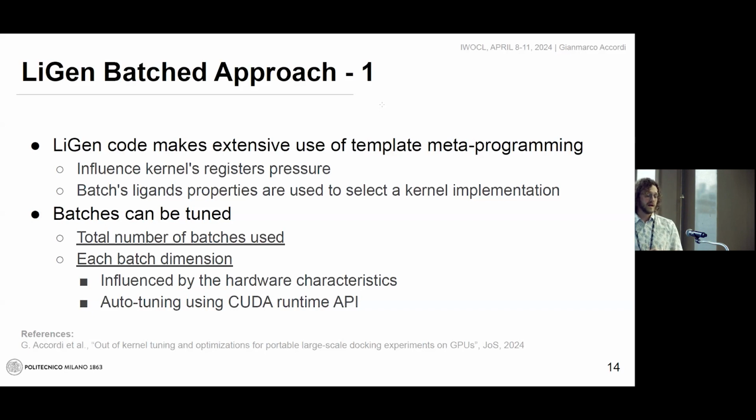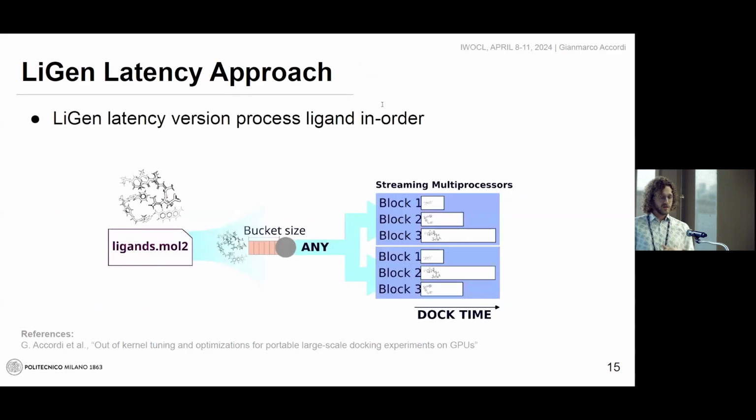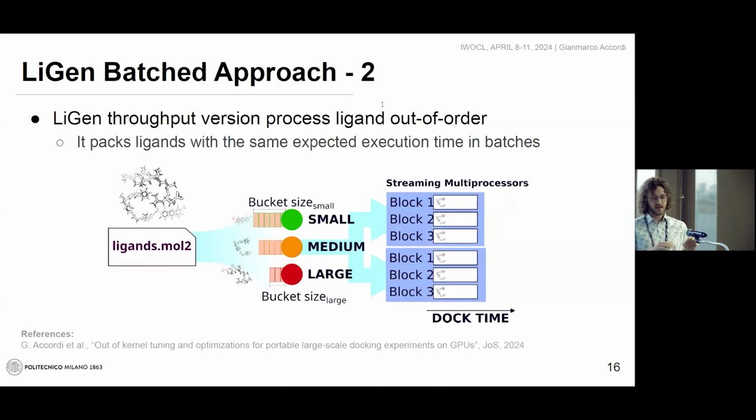This is not done at compile time. This is done at runtime based on the hardware we are using. So the registers change, and thus the dimension of the batches will differ. The previous version, the latency one, processed ligands in order regardless of their features. So as you can guess, bigger ligands require a higher amount of time. The better approach instead packs these ligands in batches, trying to get ligands with an expected similar execution time in the same batch, based on input features like the number of atoms or the number of rotatable bonds that they have.